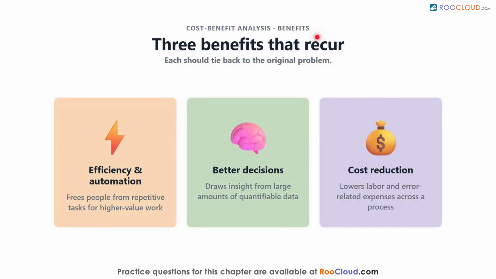Those costs then have to be weighed against the expected benefits, which should tie directly back to the original problem. 3 benefits show up again and again. The first is efficiency and automation, freeing people from repetitive tasks for higher value work. The second is better decision-making, drawing insight from large amounts of quantifiable data. And the third is cost reduction, by lowering labor and error-related expenses across a process.